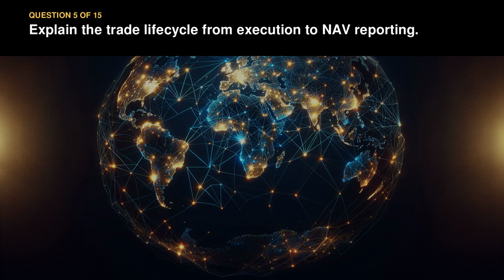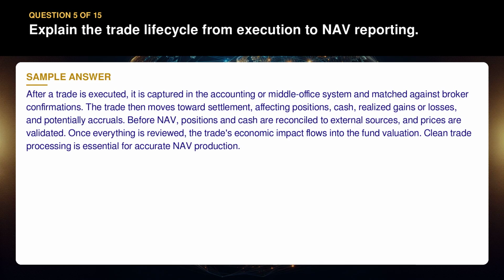Question 5. Explain the trade lifecycle from execution to NAV reporting. After a trade is executed, it is captured in the accounting or middle office system and matched against broker confirmations. The trade then moves towards settlement, affecting positions, cash, realized gains or losses, and potentially accruals. Before NAV, positions and cash are reconciled to external sources, and prices are validated. Once everything is reviewed, the trade's economic impact flows into the fund valuation. Clean trade processing is essential for accurate NAV production.